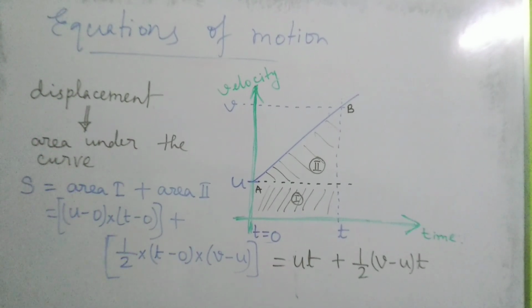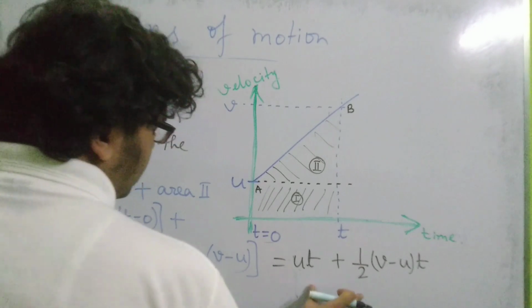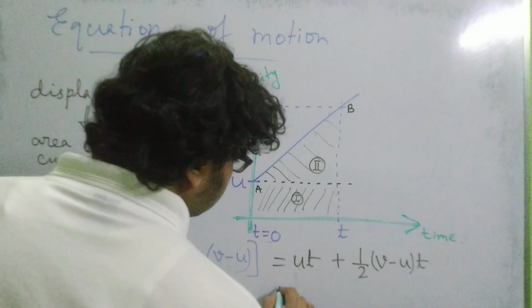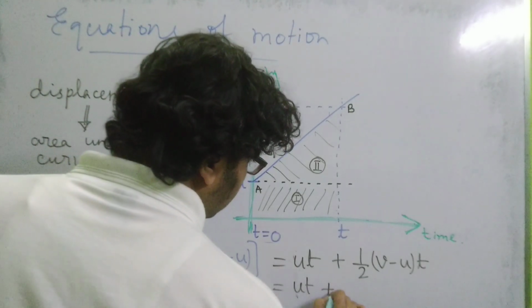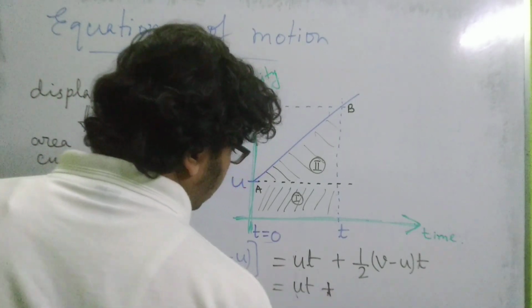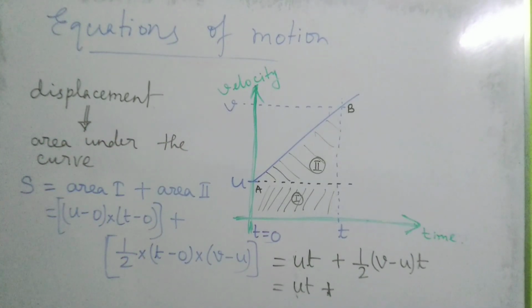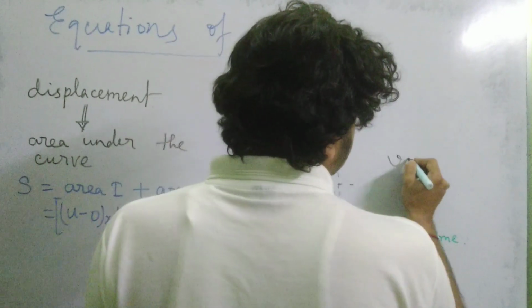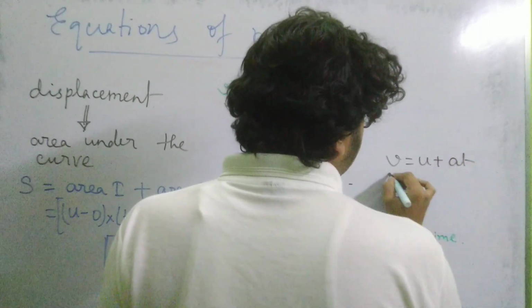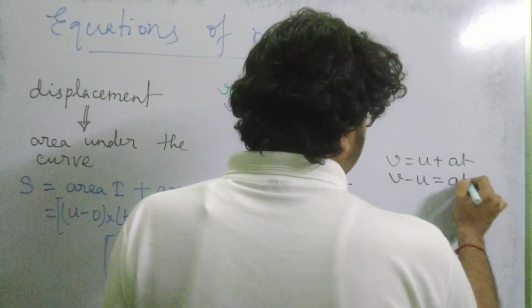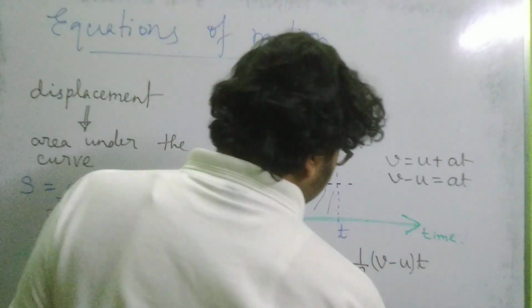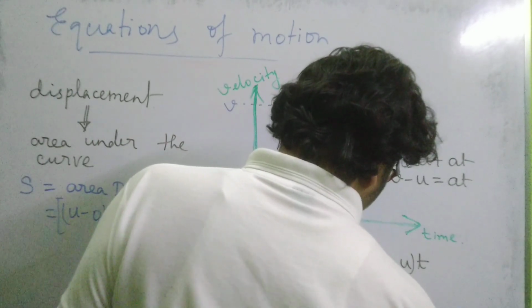Okay, see, now the rest is algebra, so if I just multiply and subtract this part, you will get ut plus ut times, what will be the value? v minus u. In the previous derivation we have done that v is equal to u plus at, isn't it? So what will be the value of v minus u? It will be simply at. Now if I put this value of v minus u here, it will be half into at into t, so finally it comes out to be half a t square.